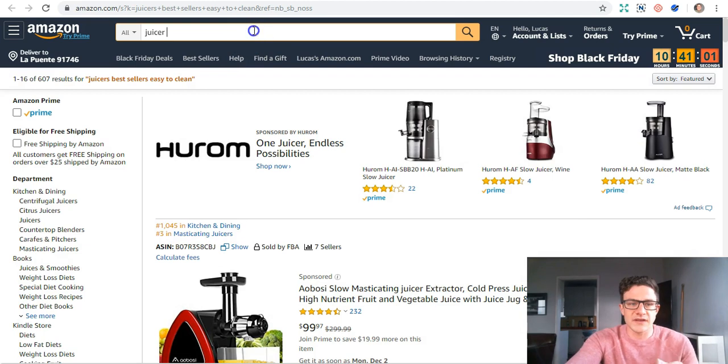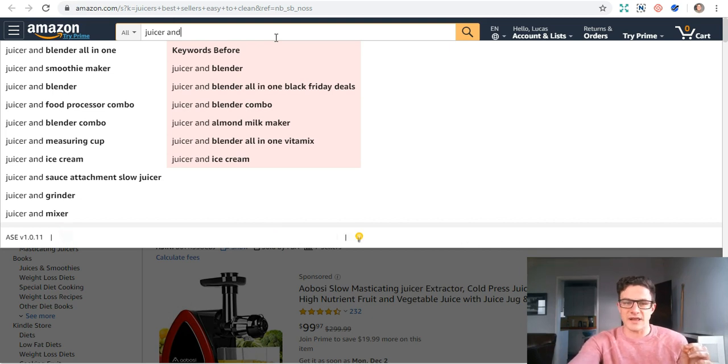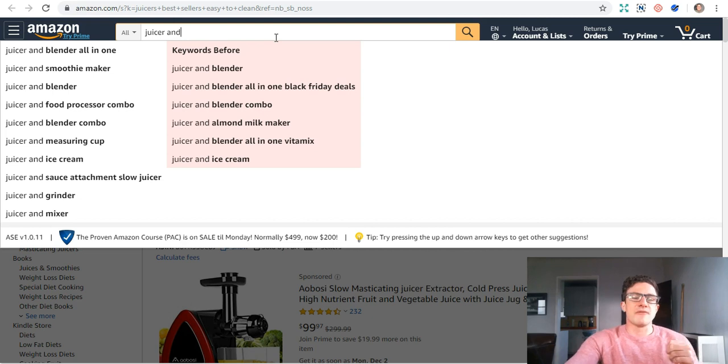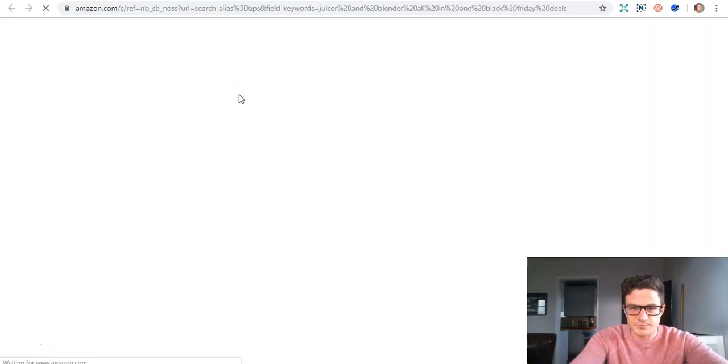Juicer and look at this one, juicer and blender, all in one, Black Friday deals. I doubt that anyone who's doing manual keyword research for the rest of the year is bidding on that keyword, juicer and blender, all in one, Black Friday deals. So in Amazon's algorithm, this is going to trigger as a close match because you're a juicer and a blender, and that's closely related to you, and you're using those placement stats as top of page, you're going to show up on all of these new holiday keywords.